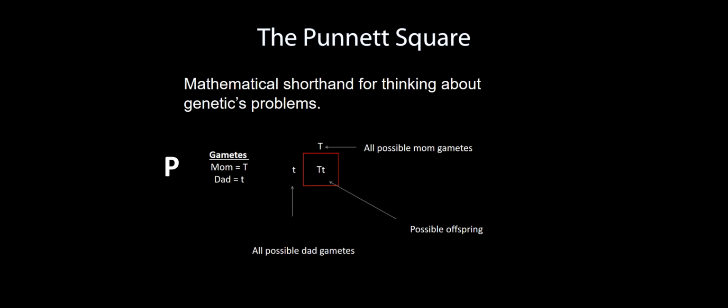So this is how you set up a Punnett Square. On the top, you put all the possible gametes for mom, and along the side, all the possible gametes for dad. Again, for the possible genotypes of the gametes, you're not going to put a single letter here in a more complicated situation, as we'll talk about later.